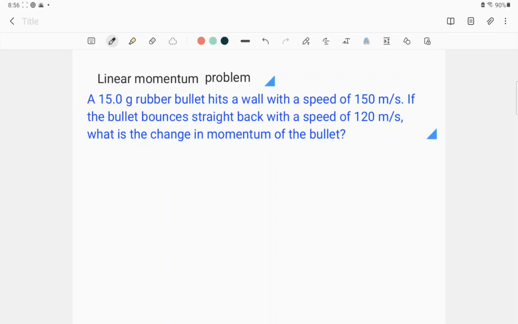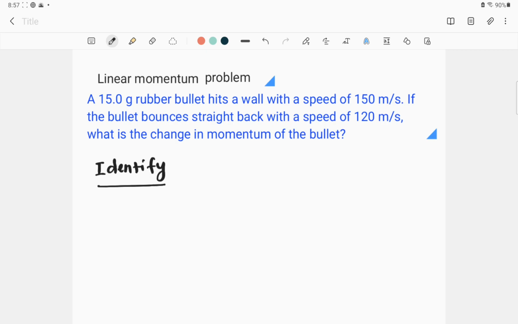So this problem is related to linear momentum. The first thing we have to do is identify the problem. Identification of the problem means what is the concept used in this problem? Then you have to write down the given parameters, given variables, and then target variables. Once you recognize all these things, you are able to identify the problem.